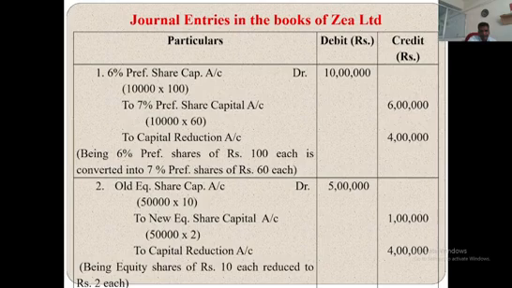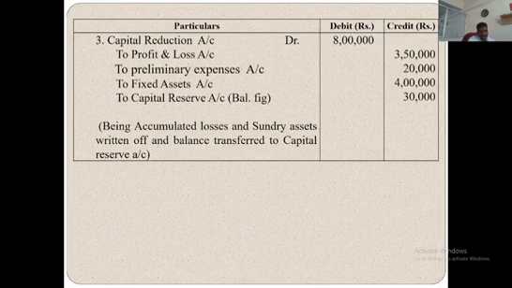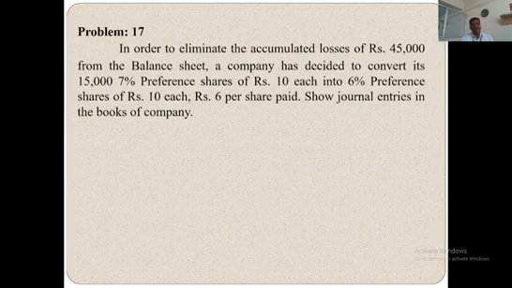Journal entry. Capital reduction account debit 8 lakhs, to profit and loss account 3,50,000, preliminary expenses 20,000, fixed assets 4 lakh. The remaining 30,000 transferred to capital reserve account, being accumulated losses and sundry assets written off and balance transferred to capital reserve account. Problem number 17.